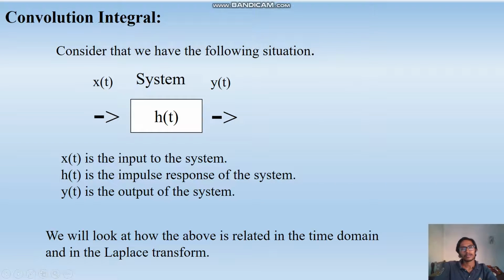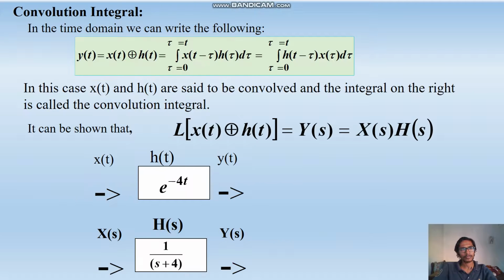Now let's talk about the convolution integral. Consider the following situation where x(t) is the input of the system, h(t) is the impulse response of the system, and y(t) is the output of the system. Now we will look at how the above is related in the time domain and in the Laplace transform. In the time domain, we have y(t) equal to x(t) convolution h(t).